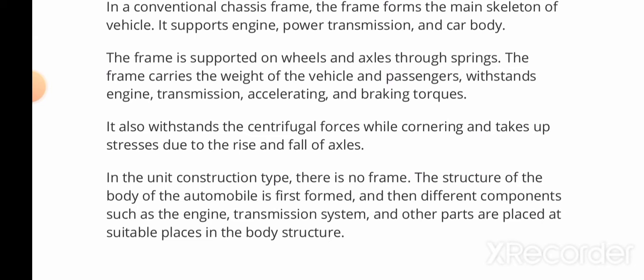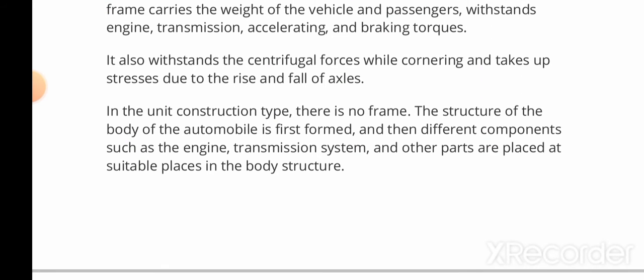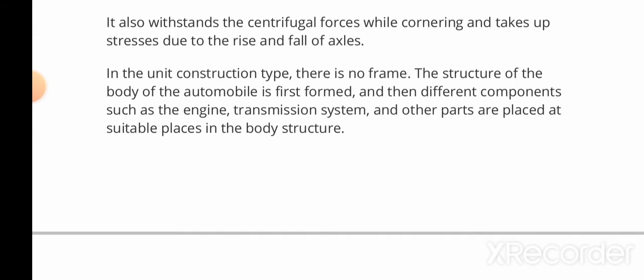The frame carries the weight of the vehicle and the passengers, along with the engine, transmission, acceleration, and braking torques. It also withstands the centrifugal forces while cornering and checks stresses due to the rise and fall of the axles. In the unit construction type, there is no frame. The structure of the body of an automobile is first formed, and then different components such as the engine, transmission system, and other parts are placed at suitable places in the body structure.